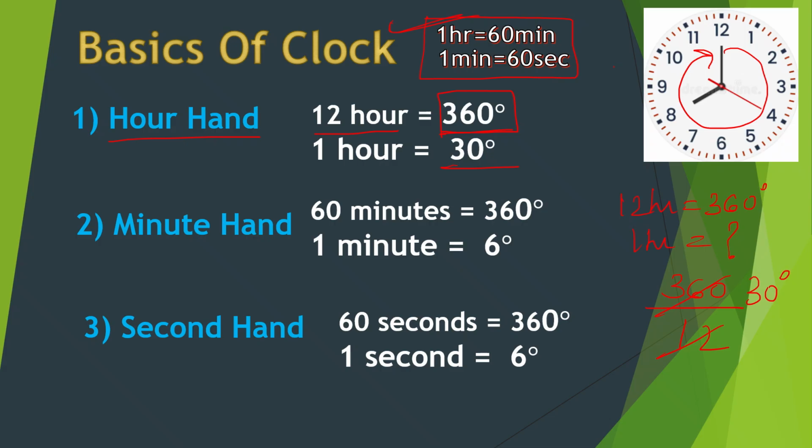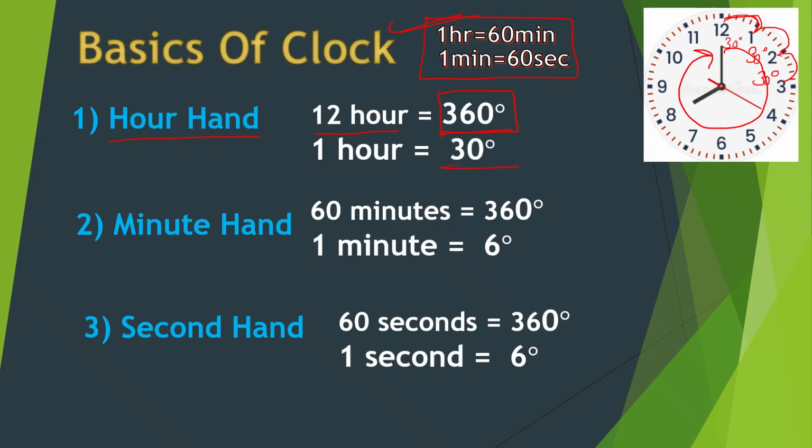So that means each hour, 1 hour will make a 30-degree angle. Here this one will make another 30-degree angle, here it will make another 30-degree angle and so on. So it makes a 30-degree angle at each hour. So at 12 hour, it will make how much? 360 degree. Understanding?